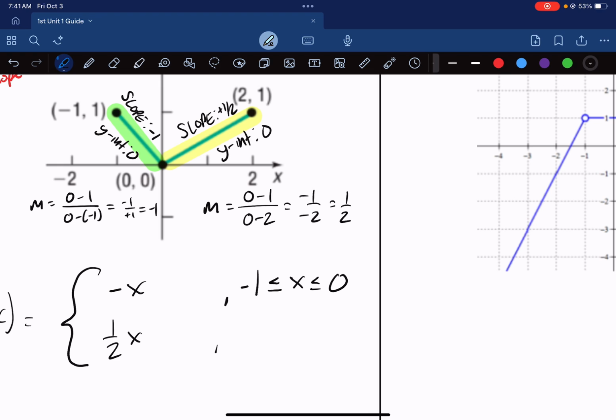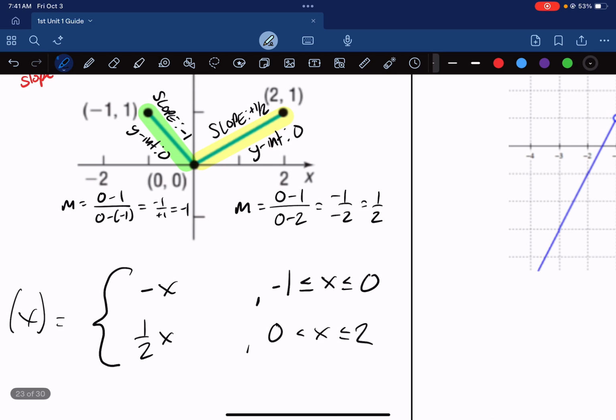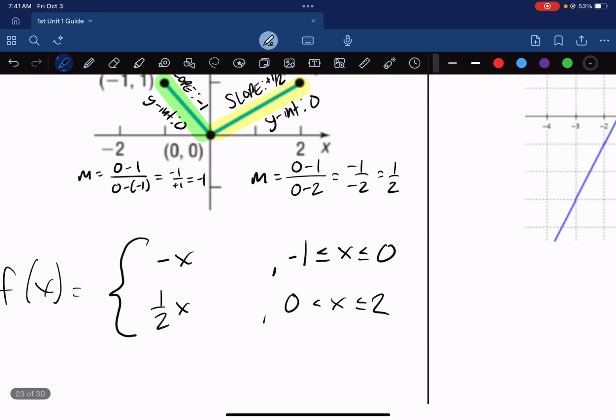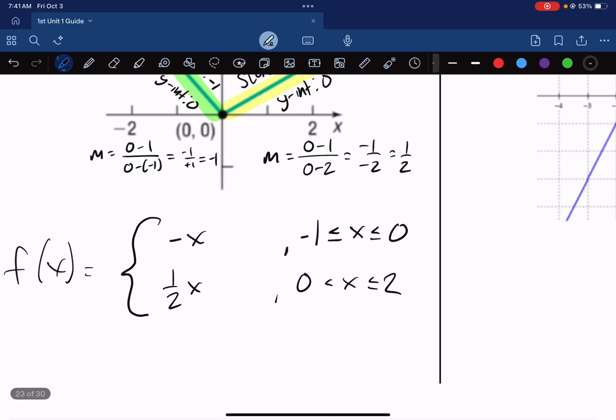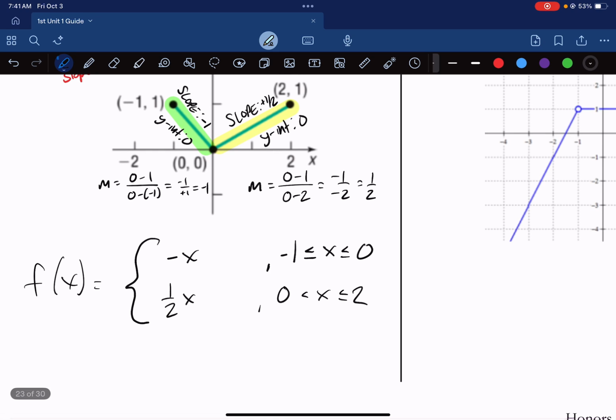And this is for when x is greater than 0 and less than or equal to 2. The reason we don't define it at 0 in that second piece as well is because the function can only be defined at one spot. Since I already defined the function at 0 following my first rule, I'm not going to do it again for my second rule. So there is my piecewise function.